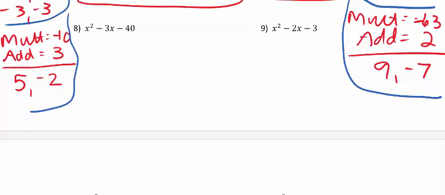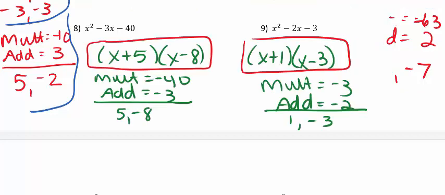Now go ahead and do numbers 8 and 9 on your own. Pause the video, and then come back and check your answers. Here are the answers to number 8 and number 9.